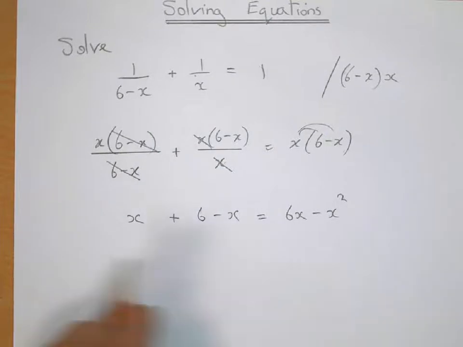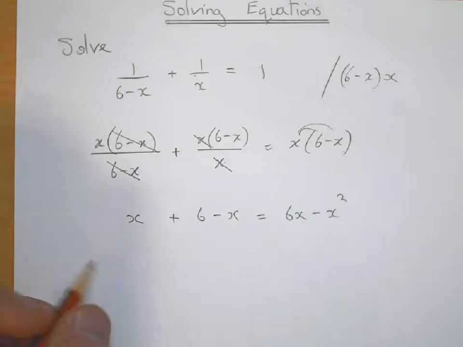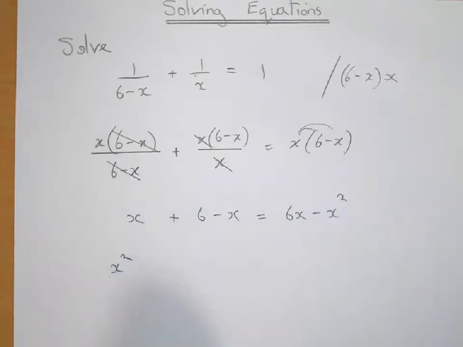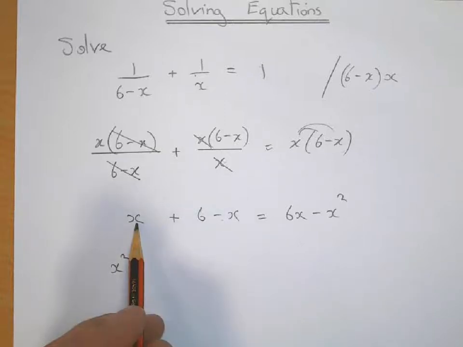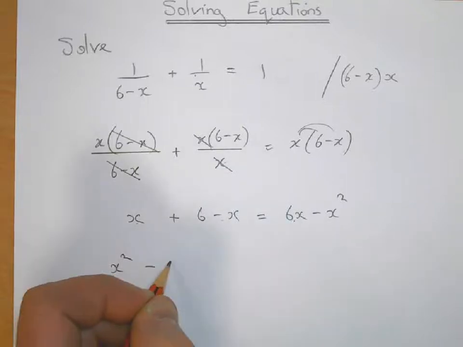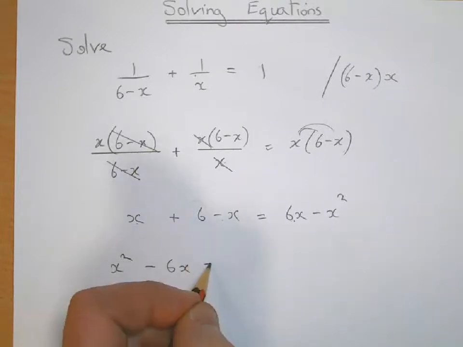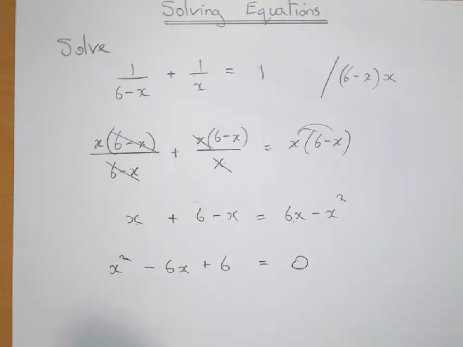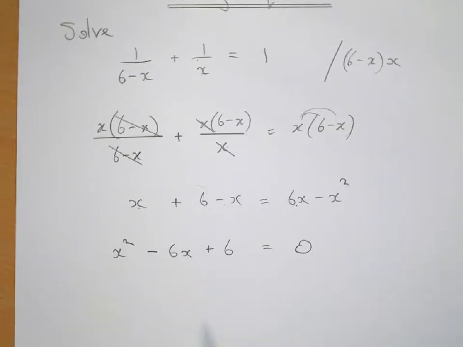Now to solve this quadratic, we need to get everything onto one side and make it equal to 0. So this is a negative x squared, so we're going to bring that over onto this side and it becomes x squared. I've got an x minus an x, that disappears. But I've also got the 6x over here, so I'm going to take that onto the other side. So swap sides, swap signs, it becomes a minus 6 now. We've still got this plus 6 here, and that all equals 0. So that's our equation we've got to try and solve.